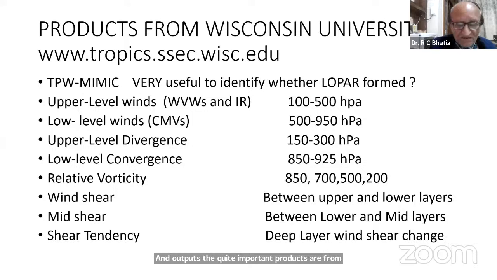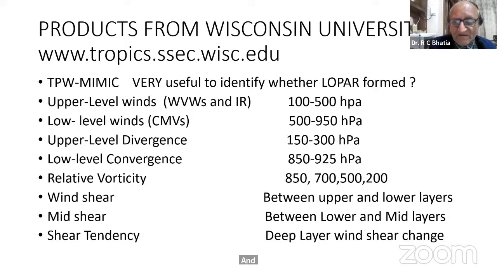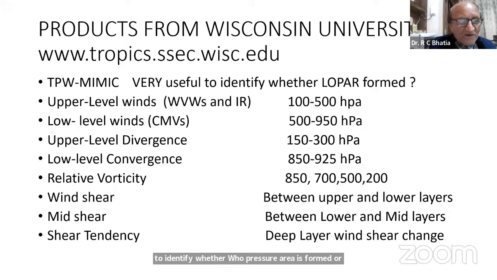And of course, quite important products are from Wisconsin University. You're seeing the website address here. And most important is TPW MIMIC. It's very useful to identify whether a low pressure area is formed or not. And of course, there are upper winds, 100 to 500 hPa, and a description is given. CMVs, convergence, divergence, vorticity, wind shear, mid shear, and so on.